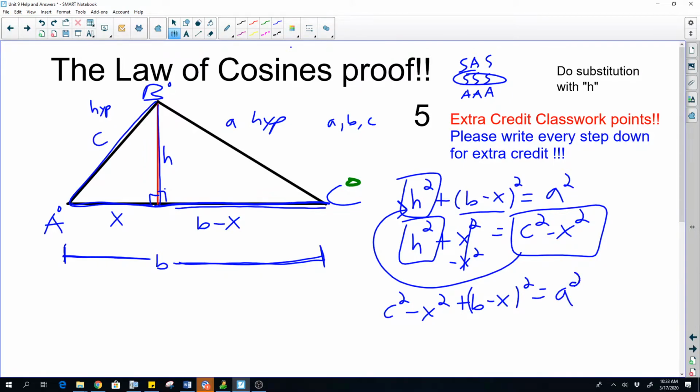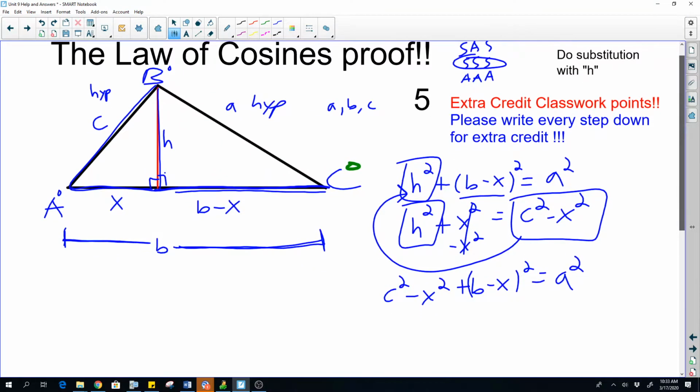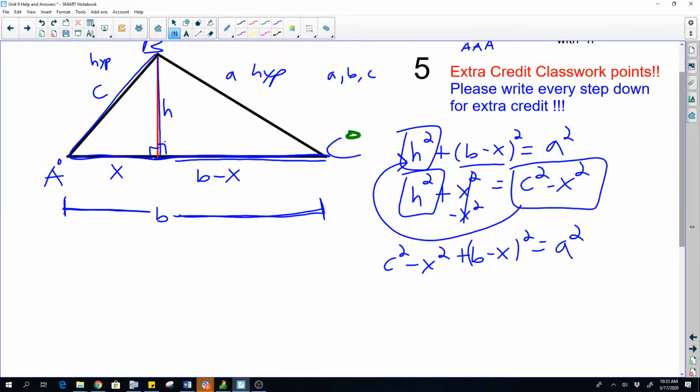Nice. Okay, what else can we do? We got some x's in the way. How do we get rid of those x's, so that we just have a, b, and c? Well, we have an x squared, another x squared. Maybe we multiply that out. Let's see here. So then we have c squared. Well, let's go ahead and solve for x squared.